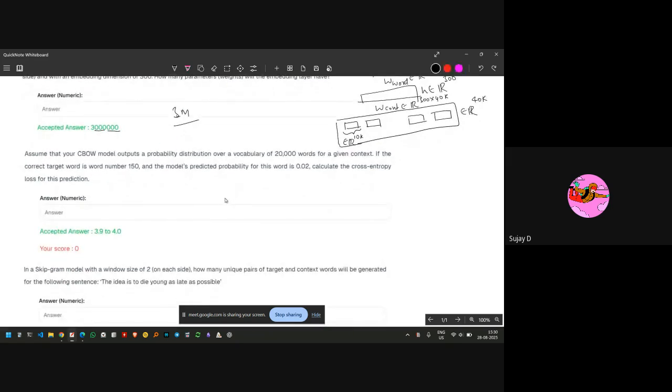Next. Assume that your CBOW model output has a probability distribution over the vocabulary of 20,000 words for a given context. If the correct target word is word number 150 and the model's prediction probability for this word is 0.02, calculate the cross entropy loss for this prediction. This is minus ln 0.02.